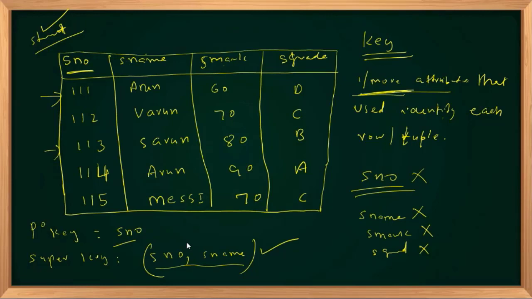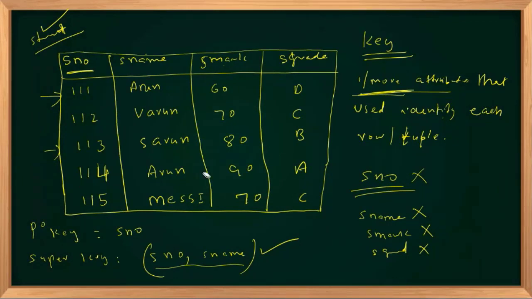Here the primary key is student's number only. Why? Because student's number itself is enough to uniquely identify each tuple: 111, 112, 113, 114, 115. So the primary key is student's number only because it consists of the minimum set of attributes, only one attribute. Clear? Yes, sir.